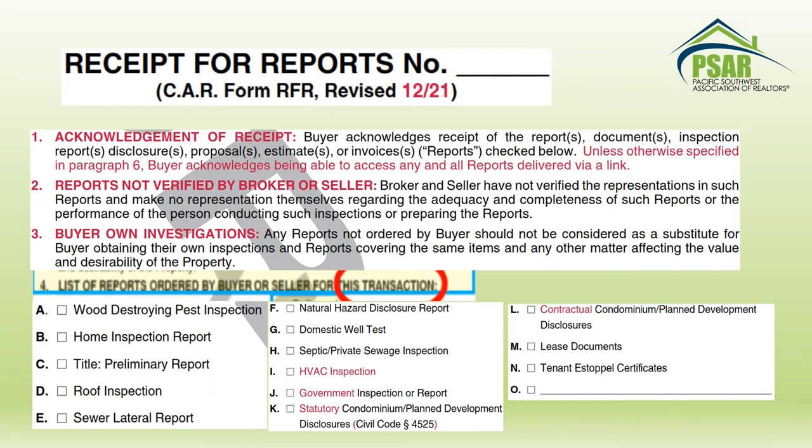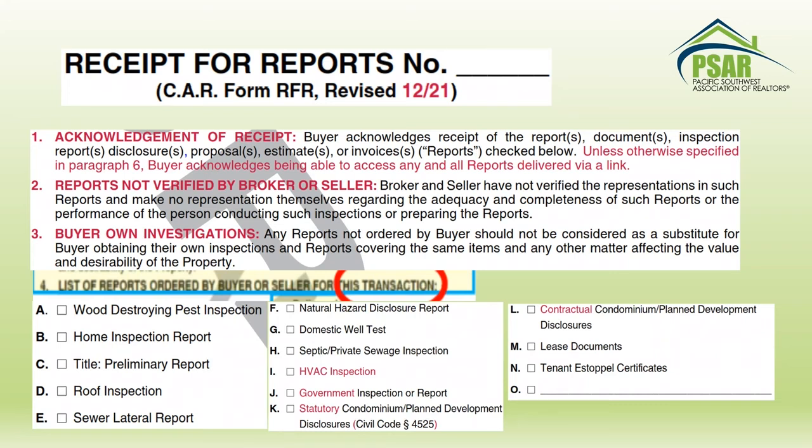If you get any of these reports, Mr. Buyer, okay, if you didn't order them yourself, they shouldn't be a substitute for obtaining your own inspections. Okay, and then you see a real ugly 4. That's because that was a last minute add. List of reports ordered by buyer or seller for this transaction. So if the seller had agreed in the RPA to get a wood destroying pest inspection, okay, that would be a report ordered by seller for this transaction, right? So we would check the A box and we would include that report.